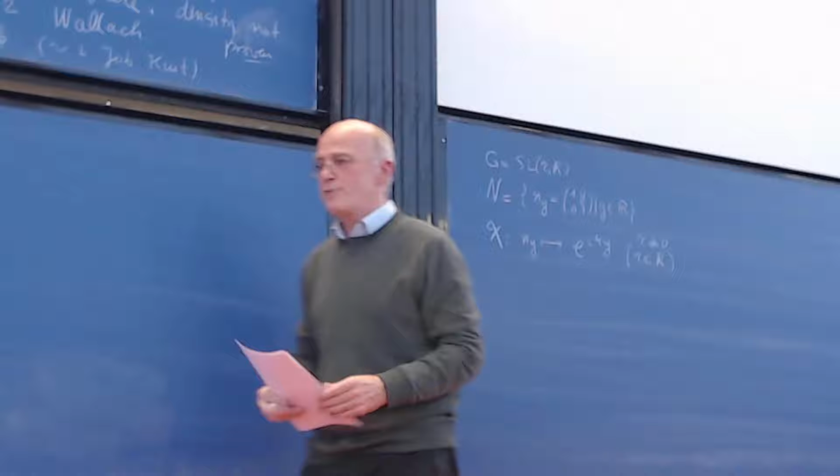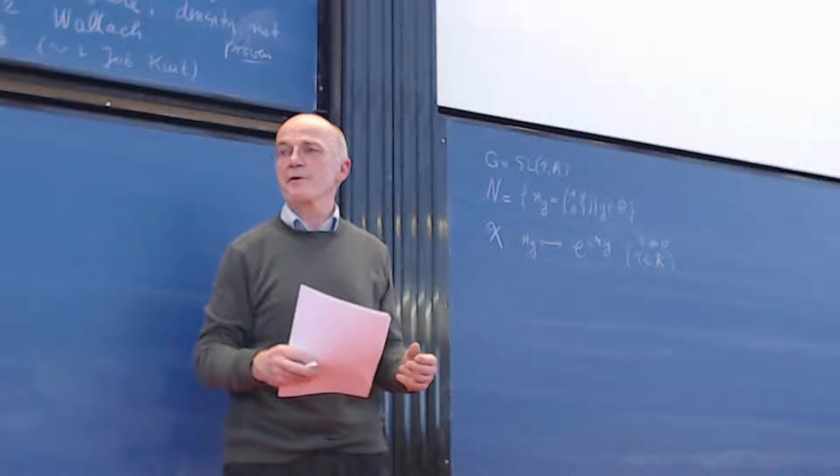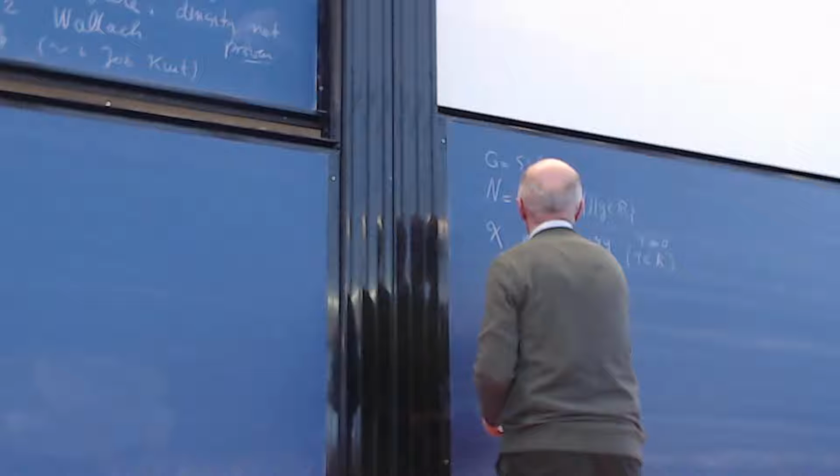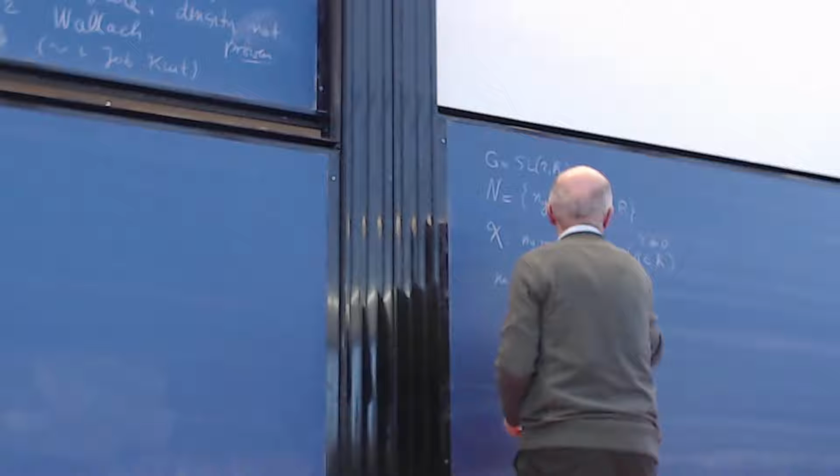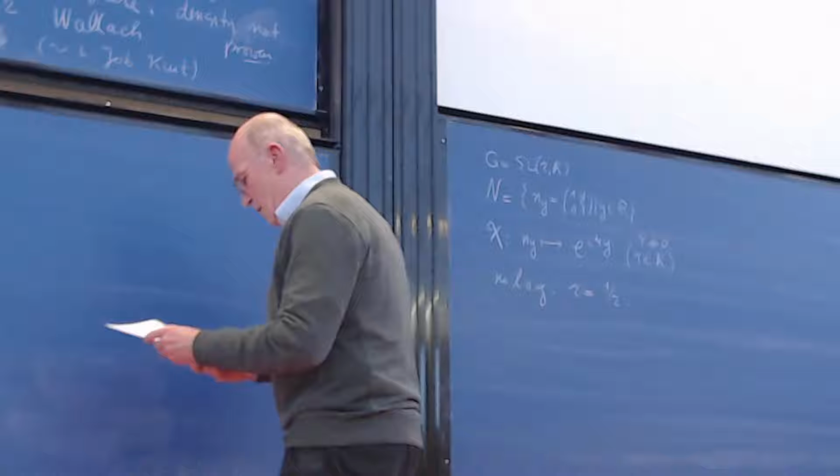And in fact, it turns out that if you work with an arbitrary R, then you can come back to the situation with R as 1/2 by rescaling. So there is no loss of generality to assume that R is 1/2. And in this situation, formulas work out most beautifully.